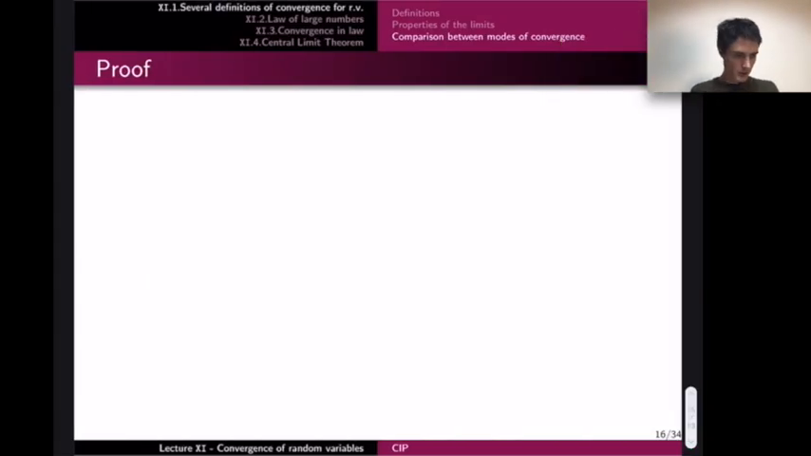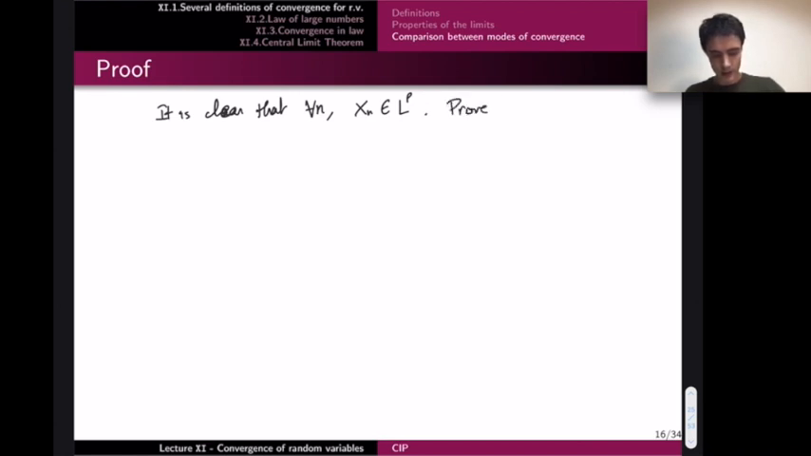So let's prove this. It's clear that for any n, Xn is in L^p. I'm using the domination here. What you should prove as an exercise, I give you this as an exercise, there is no quiz today, so maybe you can practice with it. Prove that X is in L^p. So the limit in probability with this set of assumptions will be in L^p.